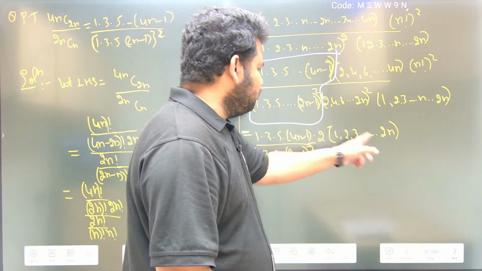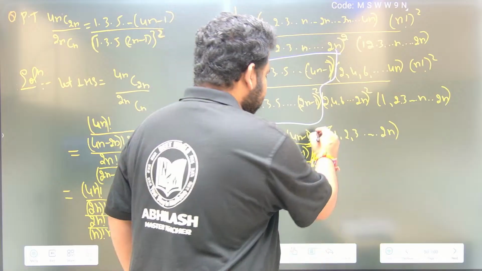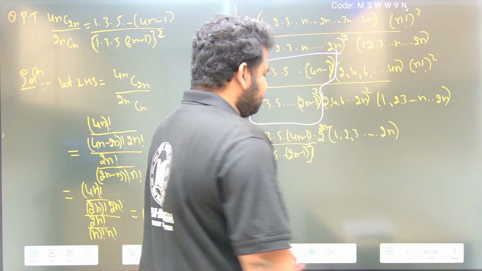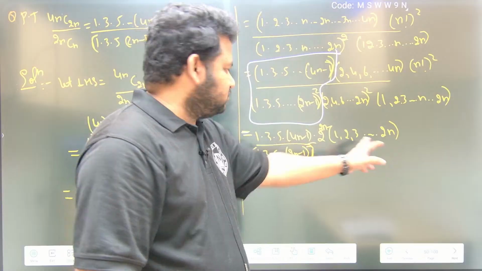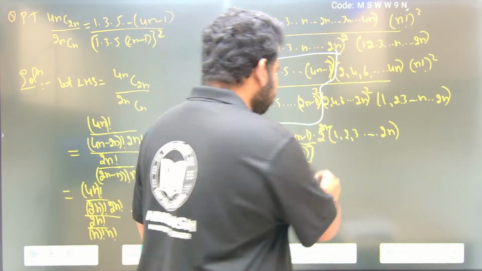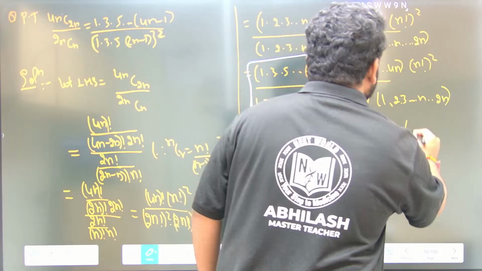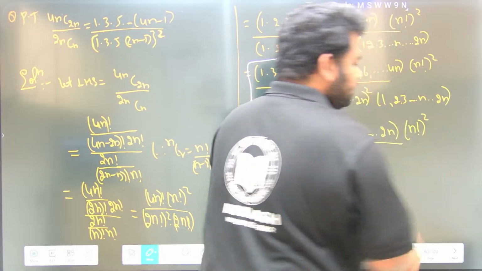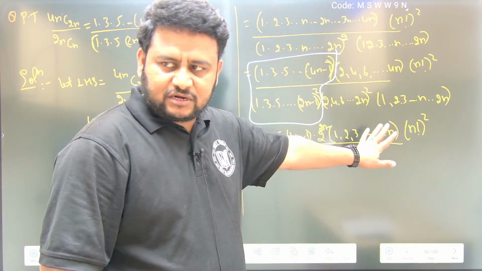But if I take 2 common, this will be 2n, because there are 2n number of terms, so this will be 2 to the power of 2n. Similarly, in the denominator, n factorial square I should write as it is.